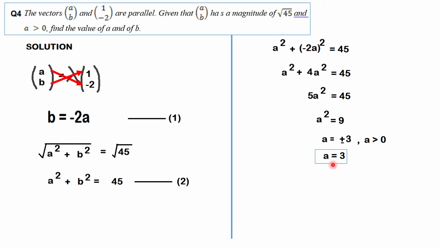Okay, now find the b value. So I'm going to use the first equation. Use the linear equation. Do not use the non-linear equation. Use the linear equation to substitute the a. So b equals negative 2 in brackets, the value of a is 3. Simplify, you will get b. So now you have the values for a and b.